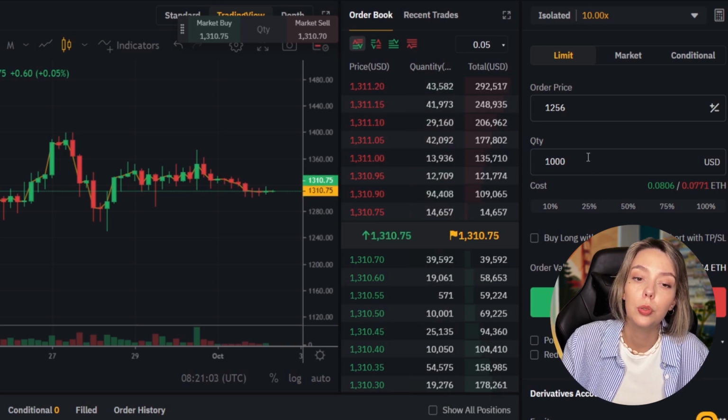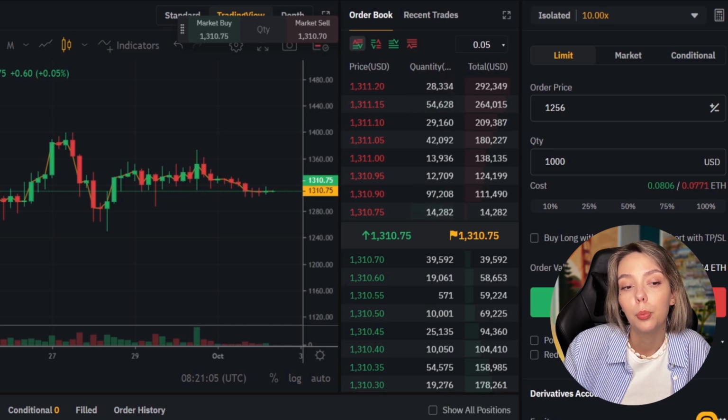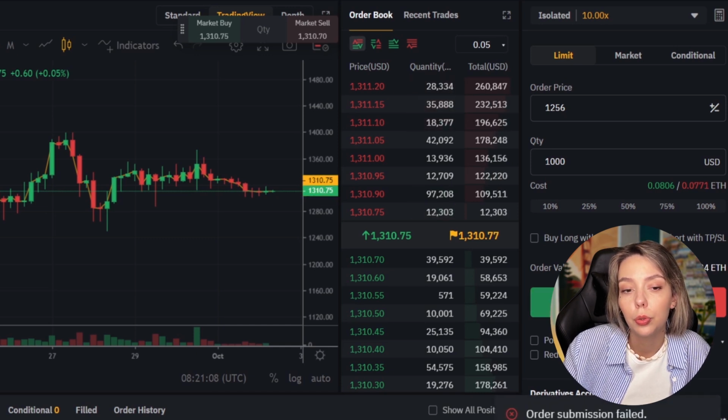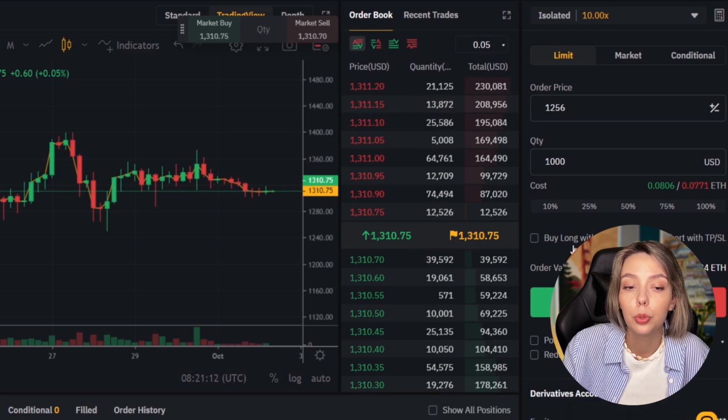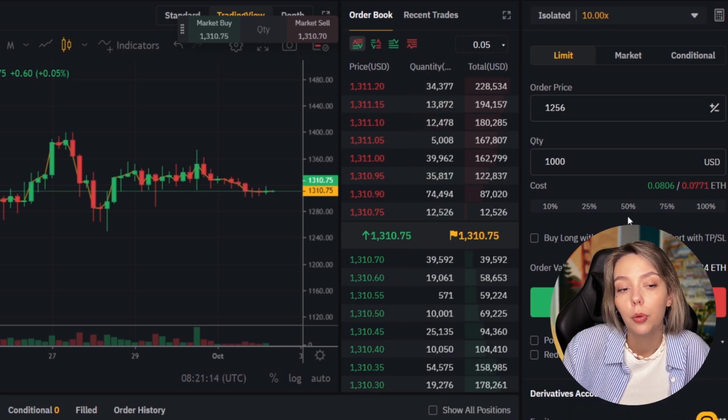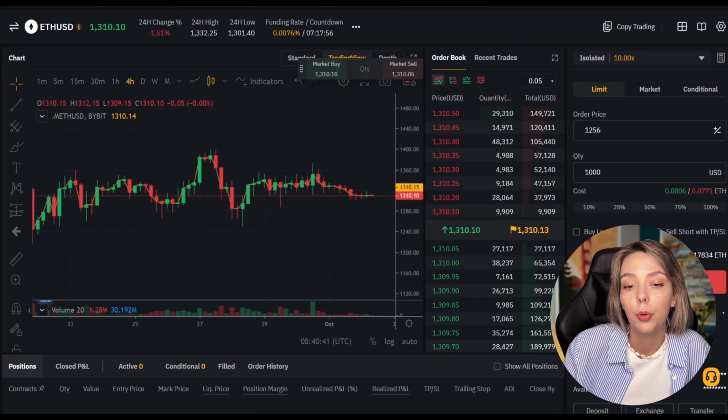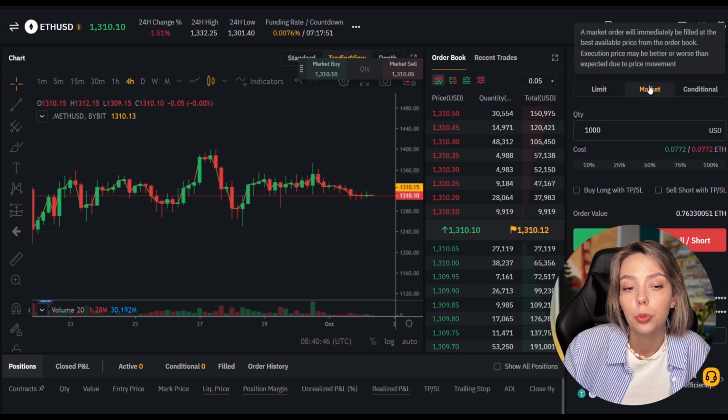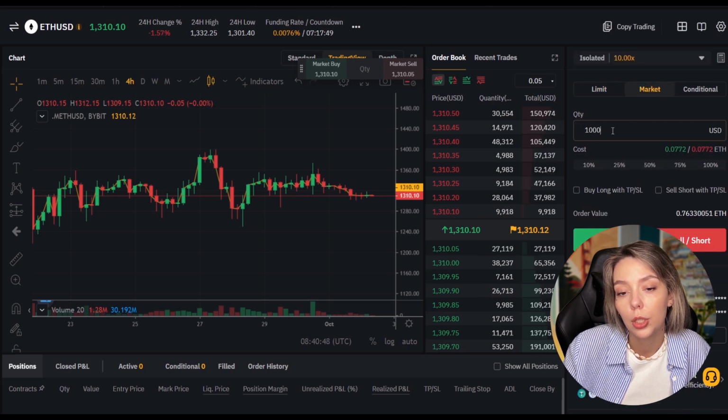Okay, so what you can do is simply press buy long and it will put on the trade. I'm not going to do it because I don't want to do that particular trade. It's an example, but that's what you would do. If you want to short it, you think it's going down, you can press sell short. So next up, market order. Very simply with a market order, you just need to put in the size of the trade, $1,000, and buy or short.